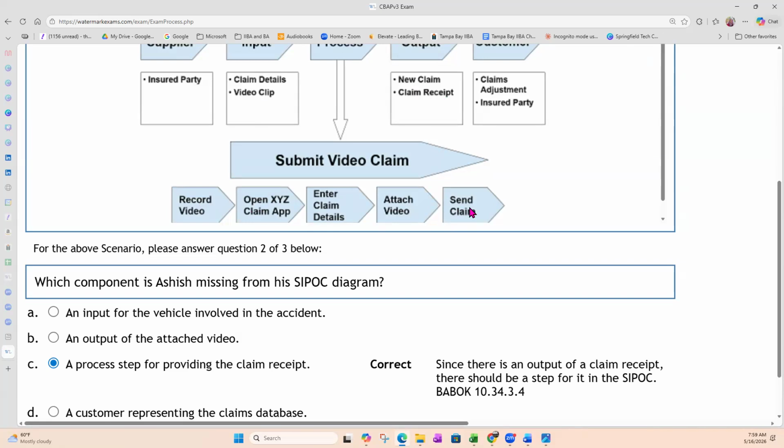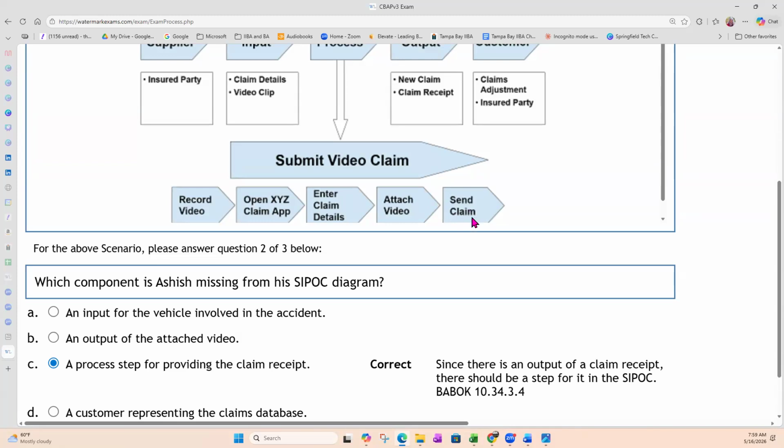Details, new claim. Cool. Providing the claim receipt. Open presenting account details. Okay.